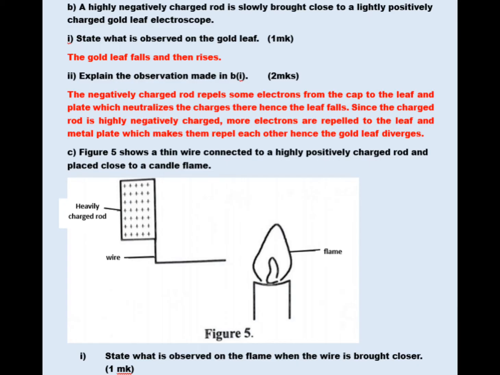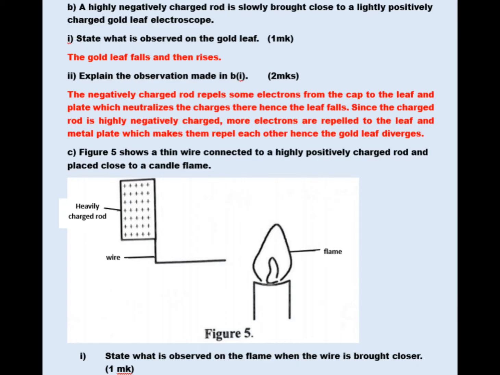So we are saying now the negative rod repels some electrons to the leaf and plate, which neutralize the already existing charges there, and then the leaf falls. And then of course, because it's highly negative, it will repel more electrons, which will now go to the leaf and plate, and then they repel there, and of course the leaf now rises or diverges. Let's go to question C.